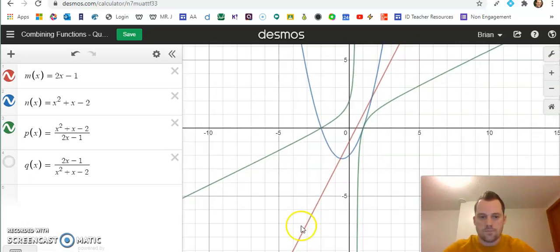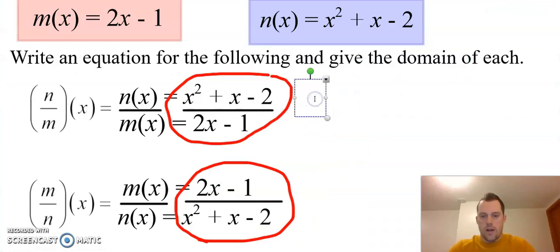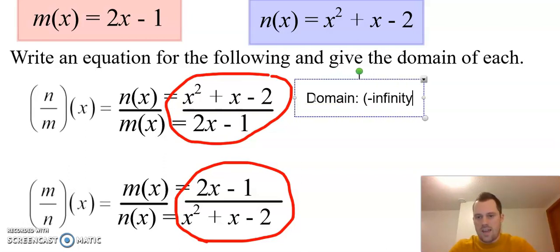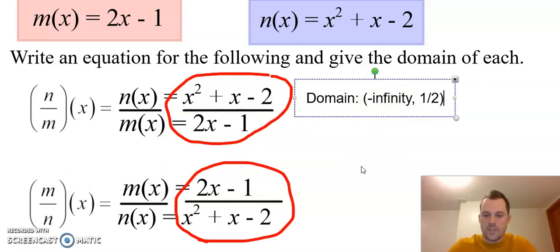So our domain for this first one, I'm going to write out a little bit more here. Our domain is going to be from negative infinity. Again, I can't type infinity. I could type an 8 and then flip it on its side, but I'll just write the words here. So you would write negative with the infinity symbol, comma, and it goes up to 1/2, but doesn't include that. So I have to put parentheses there.